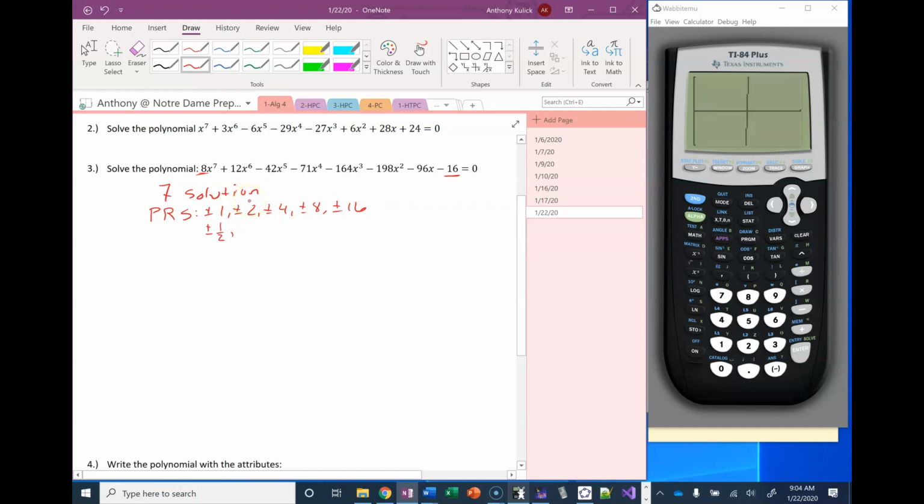Similarly with 4 over 4 and 8 over 4, or I'm sorry, 4 over 2, 8 over 2, and 16 over 2. Those are all already on my list. So I'm not going to write those down. I also have 1 over 4, but I'm not going to write down 2 over 4, 4 over 4, 8 over 4, or 16 over 4, because those are already on my list. And then I'm also going to have 1 over 8, but I'm not going to write down 2 over 8, 4 over 8, 8 over 8, and 16 over 8, because those are also already on my list. Everybody okay with that so far?